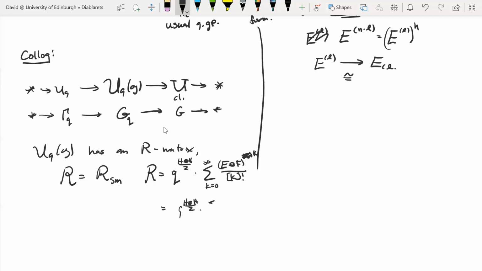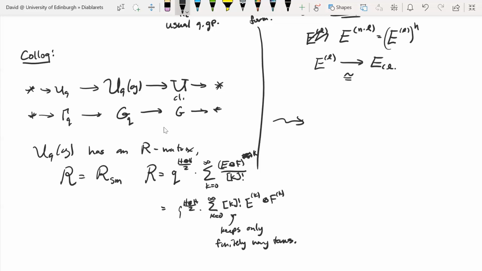But now this becomes the sum k equals 0 to infinity. Now, you see I've only divided by one power of k factorial, but if I rewrite this in terms of the divided powers operators, then I actually get an extra factor in the numerator. And then we see that this only keeps the first few, keeps only finitely many terms. So this quantum group has an R matrix. There's not even a completed R matrix, just a finite sum.